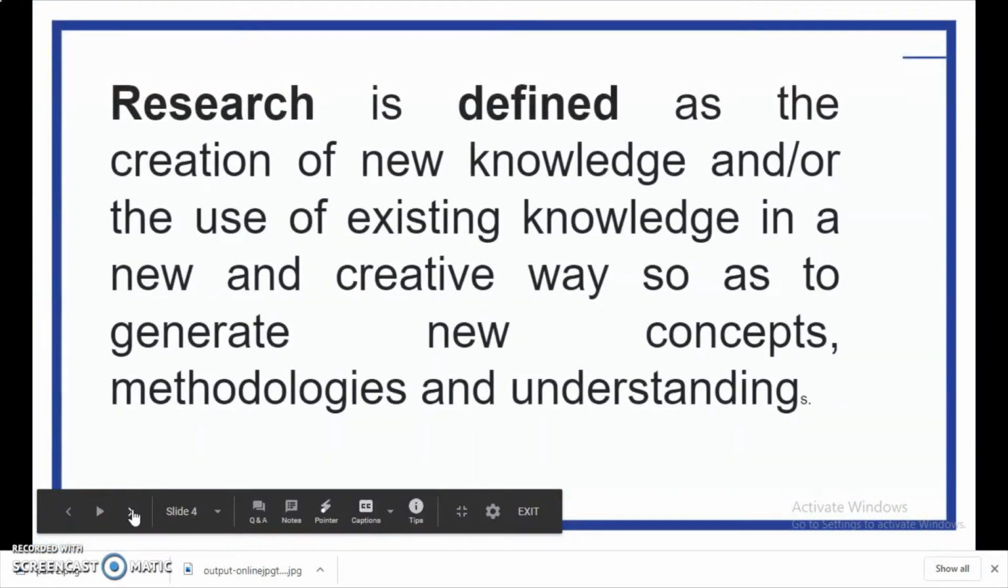Before moving on to what a research method is, first of all we are defining what research is. Research is defined as the creation of new knowledge and/or the use of existing knowledge in a new and creative way so as to generate new concepts, methodologies and understanding. So in a nutshell, research is the creation of new knowledge.